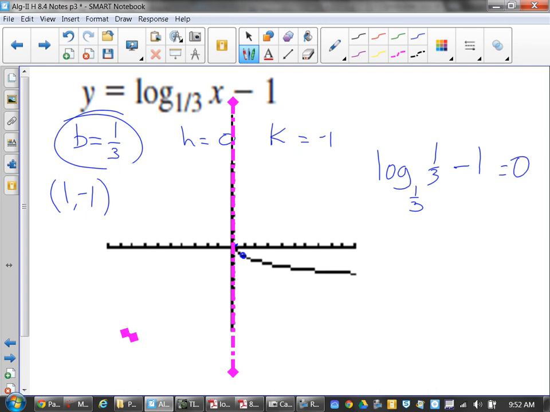Your range is going to be all real because you have a vertical asymptote. So your range is going to be all real. Your domain is always greater than your h value. So your domain is going to be greater than 0. Your range is going to be all real.